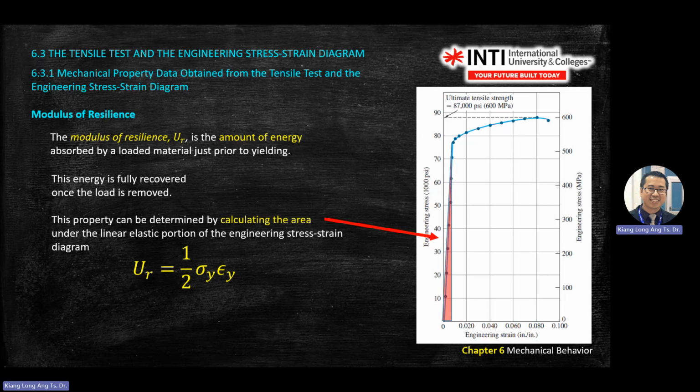On the graph, you know that this is a straight line, and you pull down, you actually get a right angle triangle. So you can use the formula for the area of a triangle, half base times height. Half base, what is your base? It is the strain value up to the U, and multiply by the height. Height is your stress U.